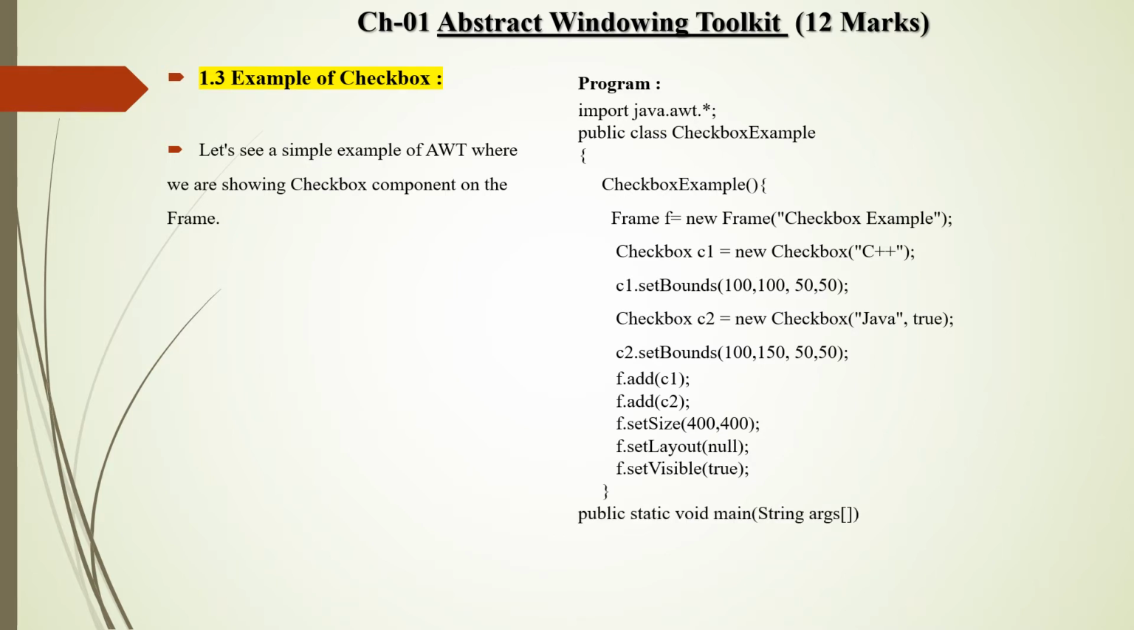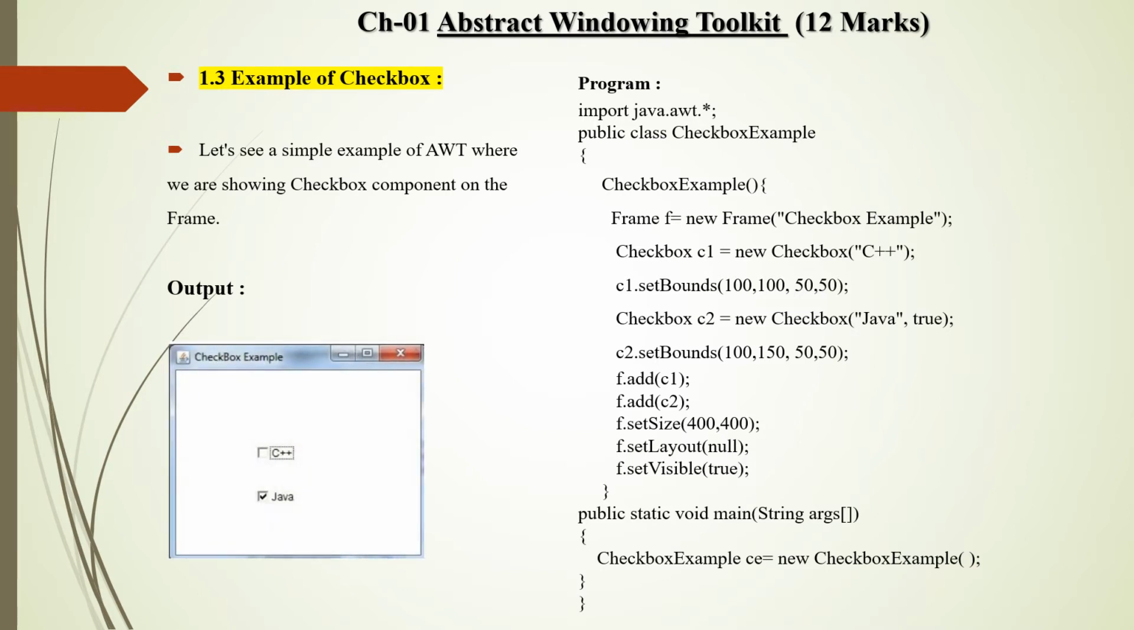Next we define the main method, public static void main(String[] args), and inside the main method we create the object of the CheckboxExample class. So this is the code for the checkbox component example, and the output of the program is like this. One frame is created which has the title Checkbox. We define the title here, Checkbox Example.